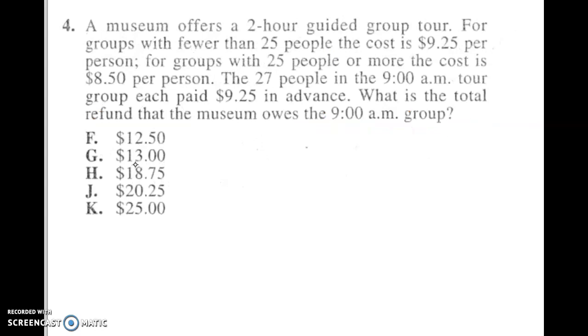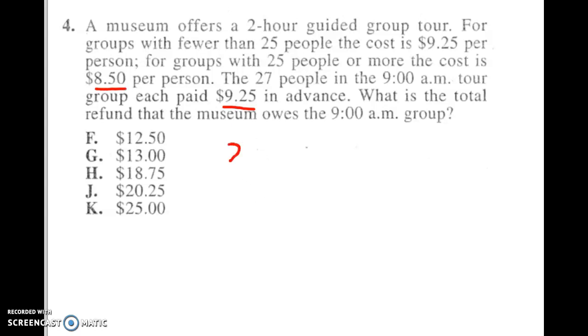Okay, I think this is our last one here. So museum offers 2-hour guided tours. For groups of fewer than 25 people, the cost is $9.25 per person. For groups of 25 or more, the cost is $8.50 a person. The 27 people on the 9 a.m. tour each paid $9.25, so they paid the higher rate. What is the total refund the museum owes the group? So there was 27 people, each of them paid $9.25, but they each should have only paid $8.50 because they had more than 25 people.